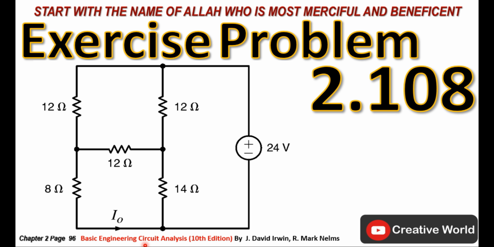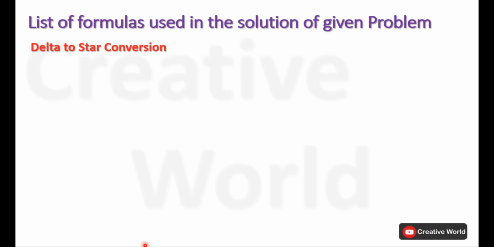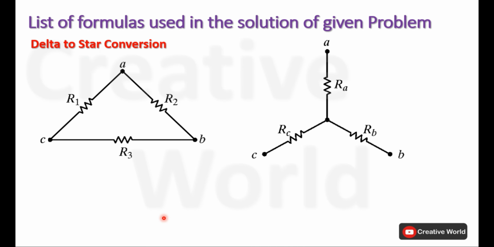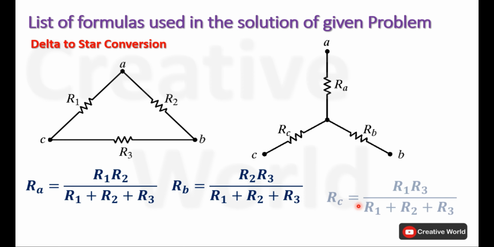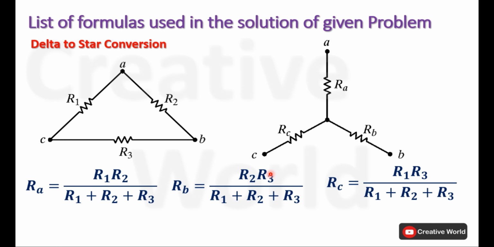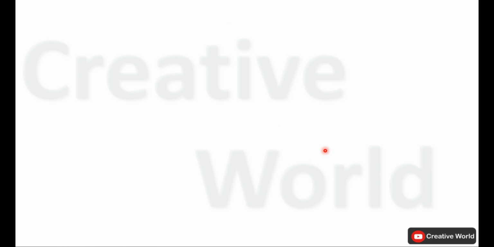2.108. While solving this problem, we will be using delta to star configuration conversion. Here is the list of formulas which are used to convert a delta configuration into an equivalent star configuration. Now move towards the problem.